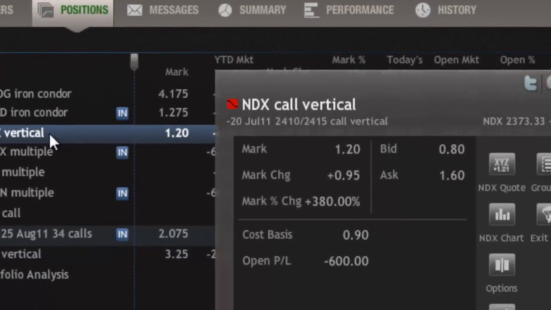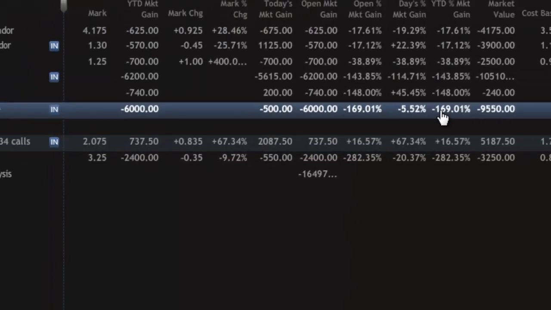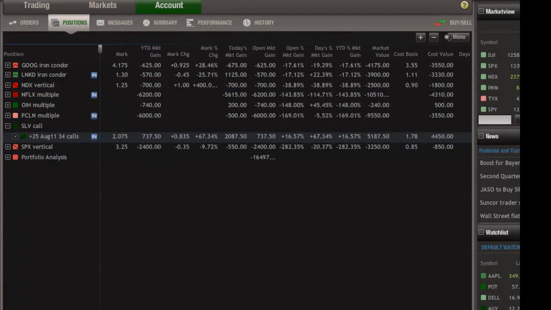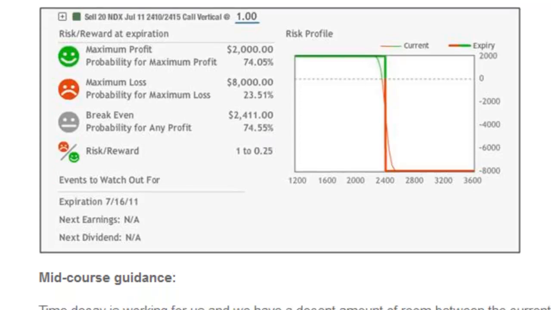For this one, let's take a look at what I got filled at today in my model portfolio on NDX. Cost basis, it's about 90 cents. The mark's at about $1.20, so not exactly going my way right now. But we believe in this trade, especially after another move to the upside today. So maximum profit for this with 20 contracts is $2,000. There's a 74% probability of that happening. Max loss, only 23% chance of that happening, and $8,000. And break-even point, you know, 75% chance of breaking even there.